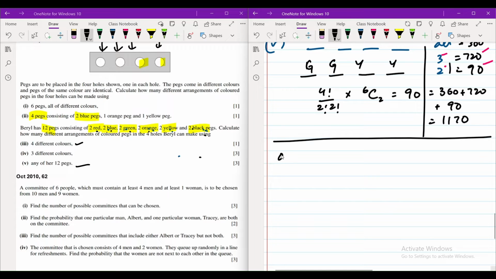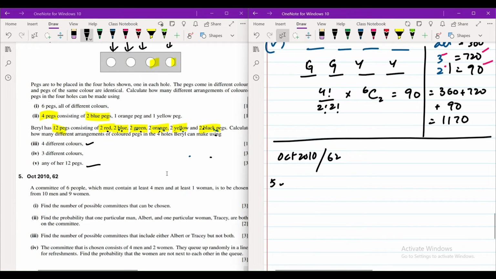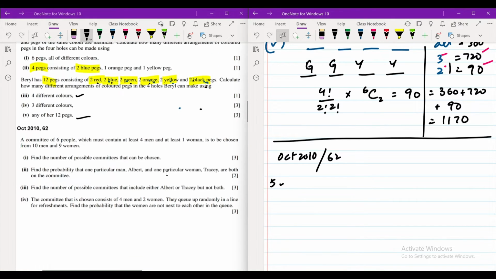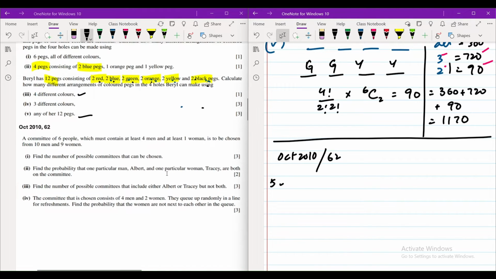Moving on to the October 10 variance x2, question number 5. This is question number 5 in my worksheet. I made this for the purpose of this video. You will have to find out what question it is in the exact past paper. A committee of 6 people, which must contain at least 4 men and at least 1 woman, is to be chosen from 10 men and 9 women. Is to be chosen. That's a key word over here. Find the number of possible committees that can be chosen.